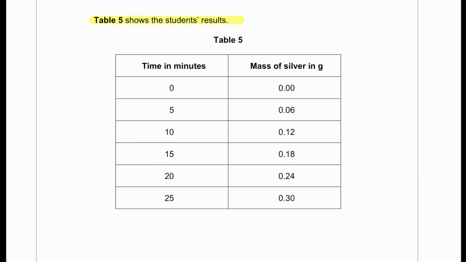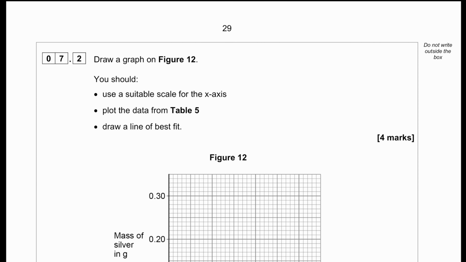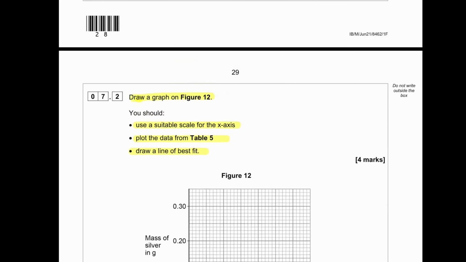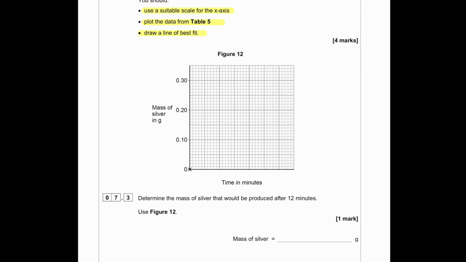Table 5 shows the student's results. We can see the time and the mass of silver collected. As you can see, when the time is increased, the mass of silver collected also increases. Draw a graph on figure 12. Use a suitable scale for the x-axis. Plot the data from table 5 and draw a line of best fit.